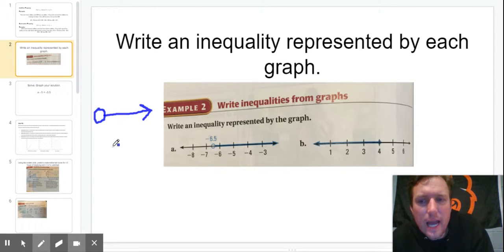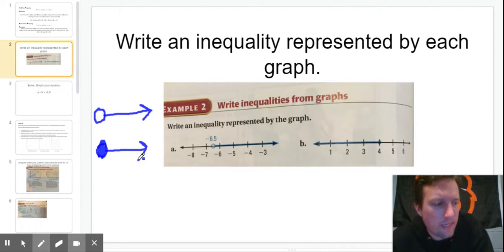If you see a closed circle, a circle that's colored in, with a line like this, what that means is that it is less than and equal. It includes that point. So for example, here, this point 4 is closed. So that means that it would be equal to that number. When it's open like that, it means it's not equal.